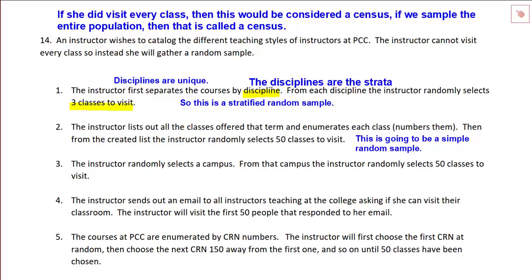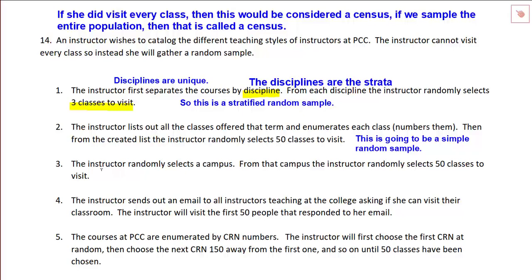In the first case, every class is not equally likely to be chosen, because once we separate everything by discipline, we're going to do 3 classes to visit. Once we visit the 3 classes, the other classes in that discipline don't get a chance to be chosen. But in number 2, it is possible that every class is from the same discipline. Not likely to happen, but could.